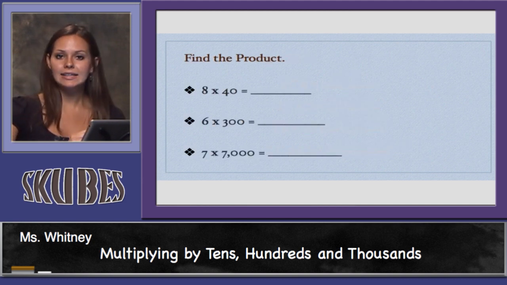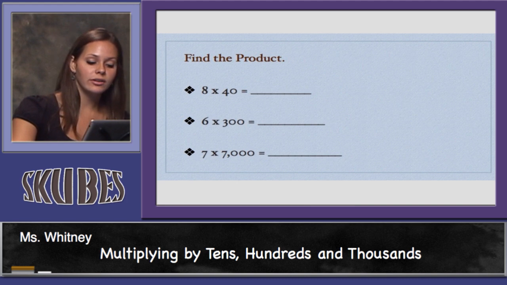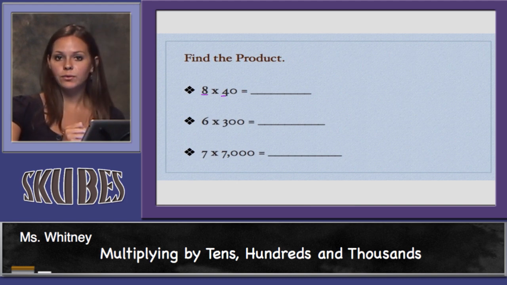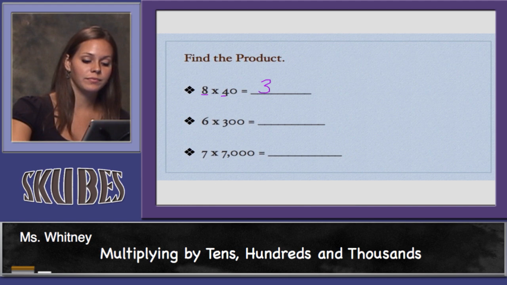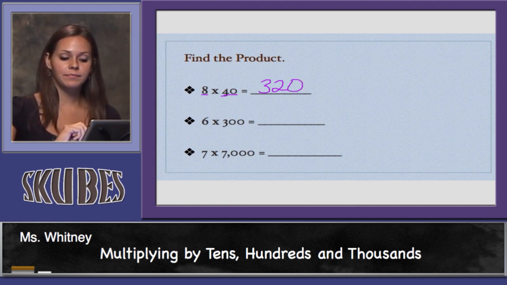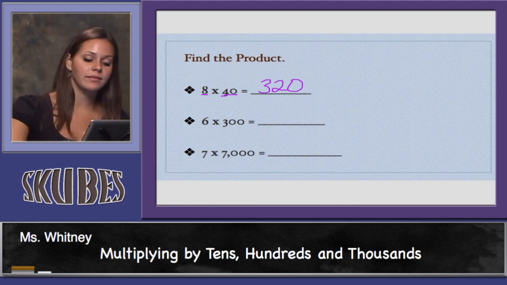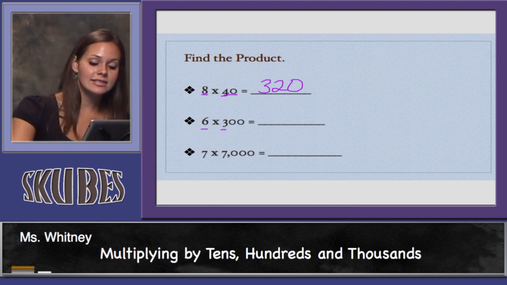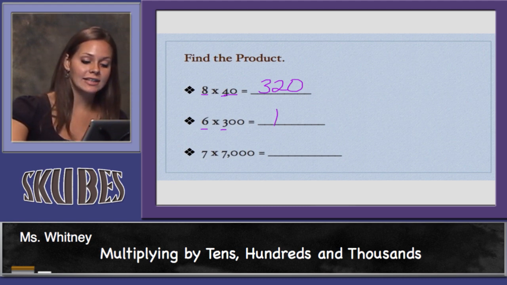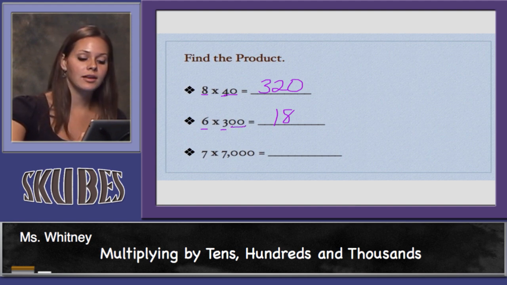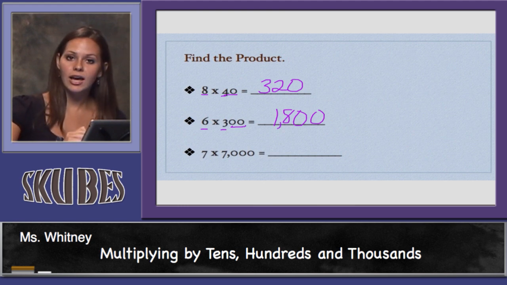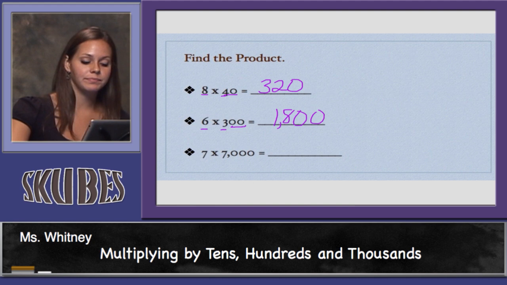Let's find the product. 8 times 40. First, I'm going to look for my basic fact. 8 times 4, I know, is 32. 8 times 40 requires me to add a 0 to my product. Let's look at 6 times 300. First, I find my basic fact, 6 times 3, which is 18. There are 2 zeros in my factor, so I will add 2 zeros to my product. 6 times 300 equals 1,800.